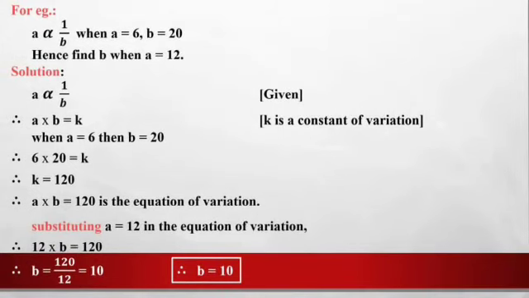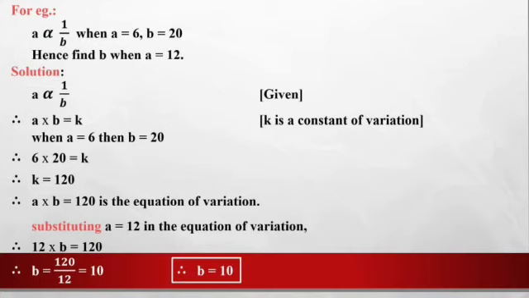a alpha 1 upon b. When a is equal to 6, b is equal to 20, then find b when a is equal to 12. Now let us solve this. a alpha 1 upon b, this is already given to you. So a into b is equal to k, where k is constant. Here you are going to find out the product in inverse variation, right children? So a into b is equal to k.